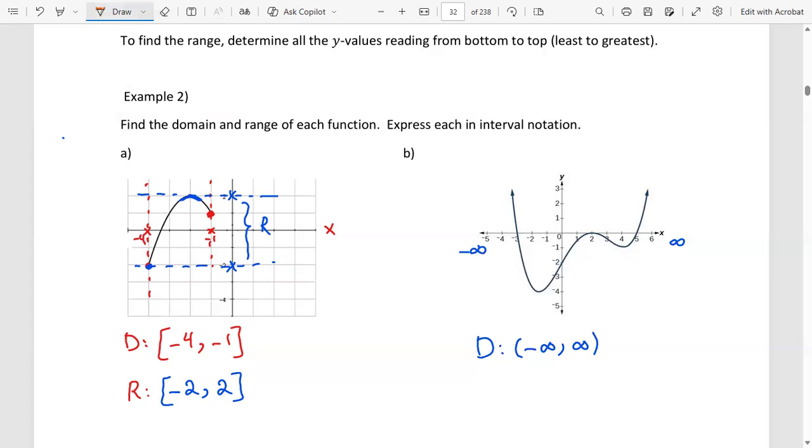But what about the range? Range means the y values from the bottom to the top part of the graph. The very bottom part of the graph is here, which is negative 4. But for the top part, you see that the graph is going up all the way to infinity. So for the range, we say the range is from negative 4 to infinity. And negative 4 is included because there is no hole or open dot.